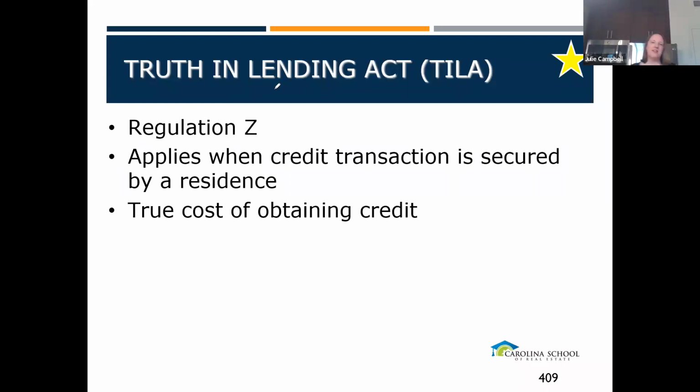When you guys see TILA, when you guys see Truth in Lending, I want you to see lending. TILA tells the consumer, how much is it going to cost me to get this loan? What are the costs revolved around obtaining and originating this loan?